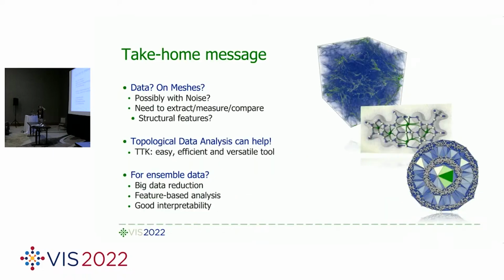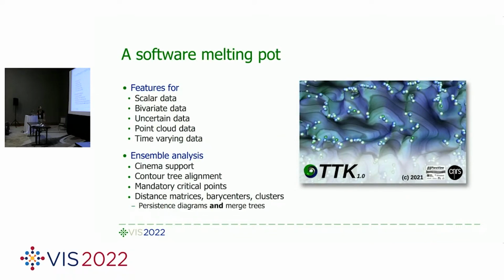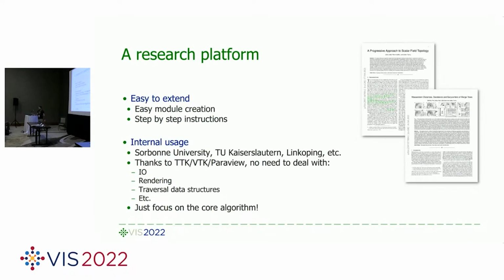To conclude, the take-home message that we wanted to give you is that if you have data that's defined on things that you can mesh, all the tools that we presented today can be employed, and TTK provides various features that ease this process. It's particularly well adapted for ensemble data, with the strategy of reducing the data to a topological descriptor and then doing the analysis based on the descriptors only. TTK is a software melting pot. We've got many other things, and it can also be a research platform. This is how we intended it in the first place.